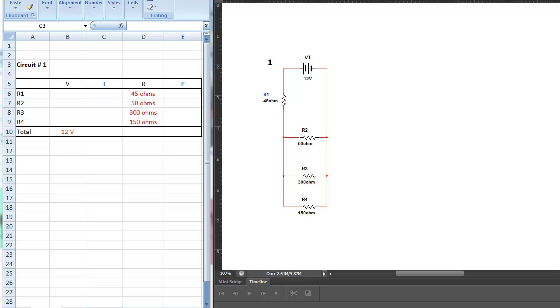So this is our first combination. So what I'm going to go through here is basically a stream of consciousness, what I think of when I see a circuit like this. How am I going to attack this?